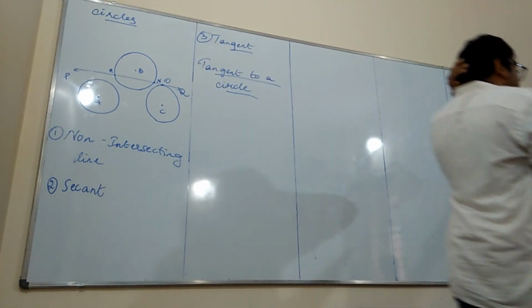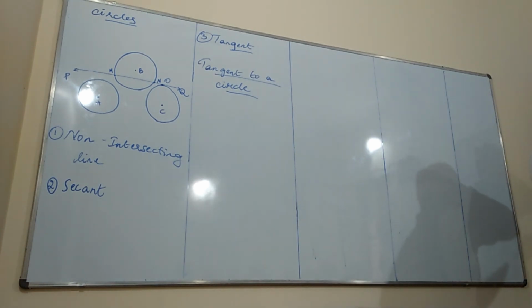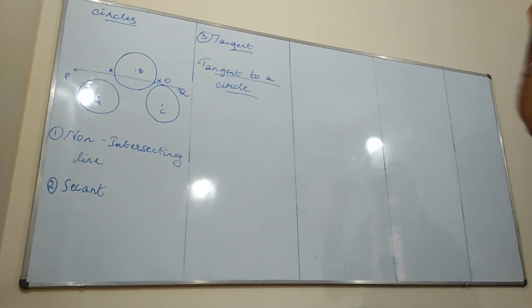Tangent to a circle is a line that intersects the circle at only one point. Full stop.